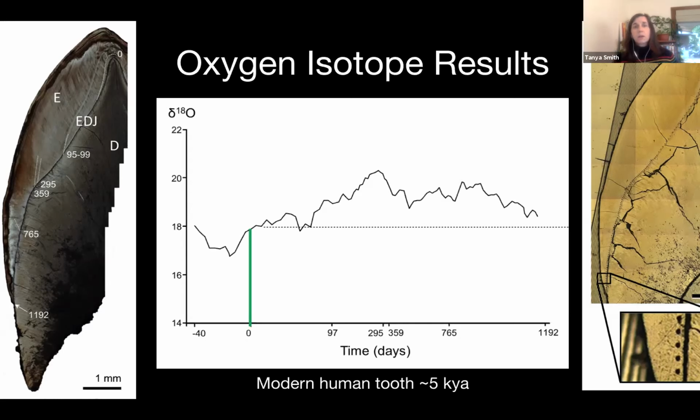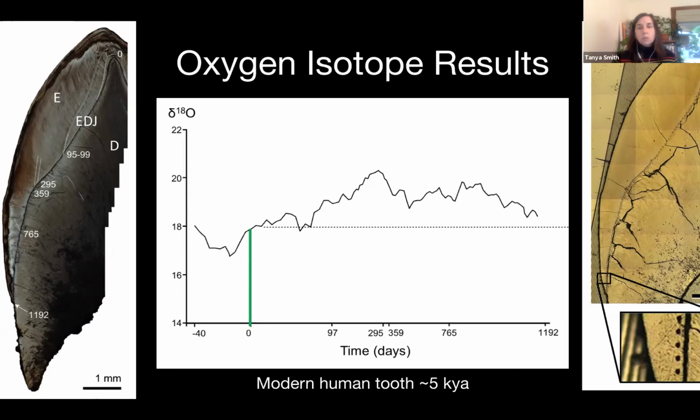This is the ratio of oxygen-18 to oxygen-16 here, showing a little bit of seasonal fluctuation. You can see a rise after birth, and at about a year, or just shy of a year, you can see a high point there. So a warmer period, and a drop off to a winter season, and then again a rise to what we would consider to be a summer season. Overall, these values tend to range from about 18 to 20 per mil.